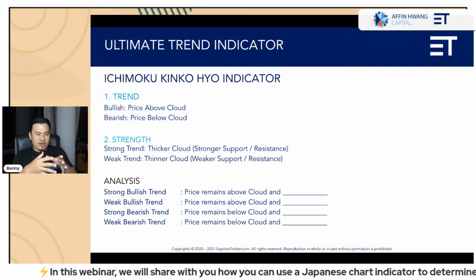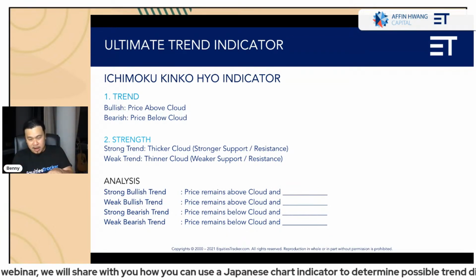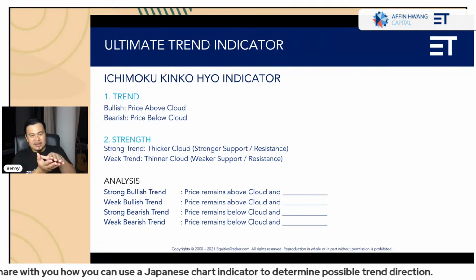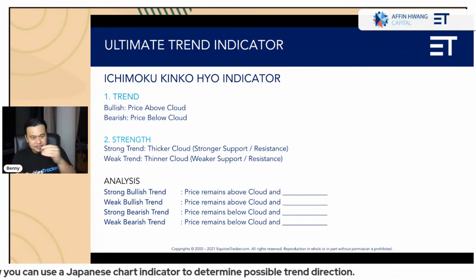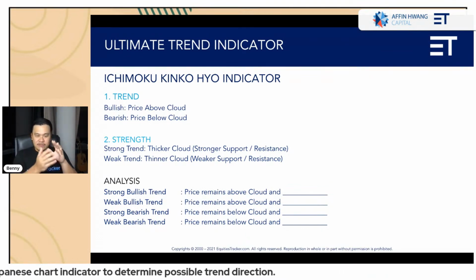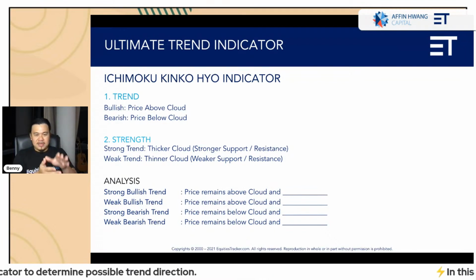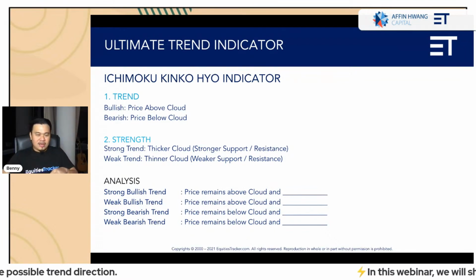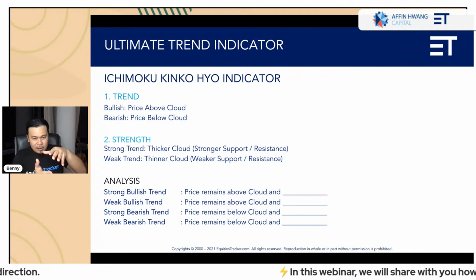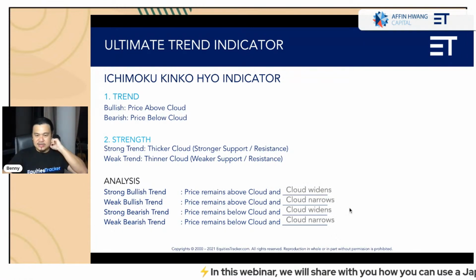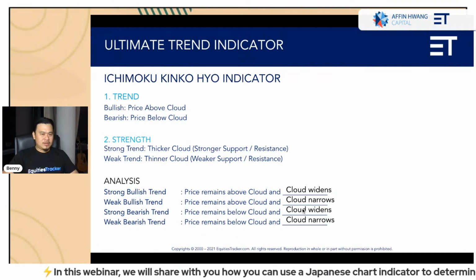Now, same thing when we go to the bearish trend. A strong bearish trend means the price is below the cloud because it's bearish, and the cloud is expanding. Then we have a strong bearish trend. If the price is below the cloud but the cloud is getting narrow, that means the trend is weak. Okay, so this is basically what we need to know.